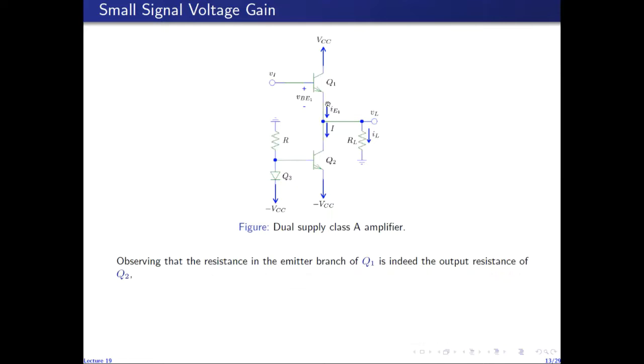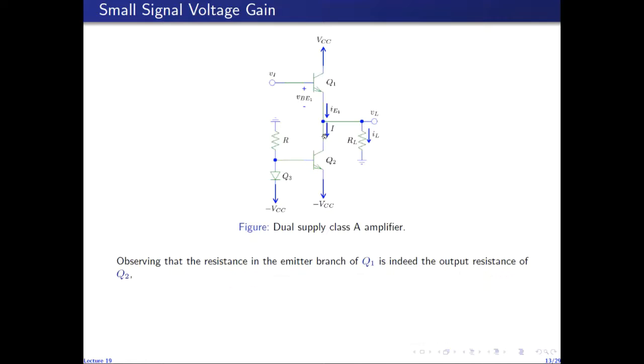So this small signal voltage gain can be easily found by realizing that Q1 is configured in common collector configuration. We have already analyzed the common collector configuration in great detail, so we can use the expressions obtained for the small signal voltage gain of a common collector amplifier to find the small signal voltage gain of this circuit.